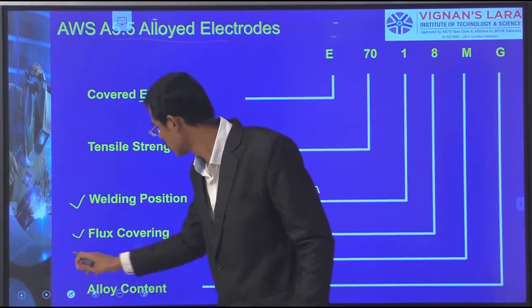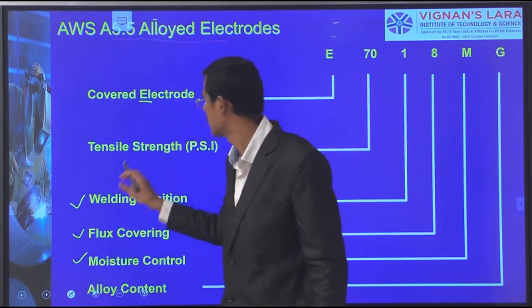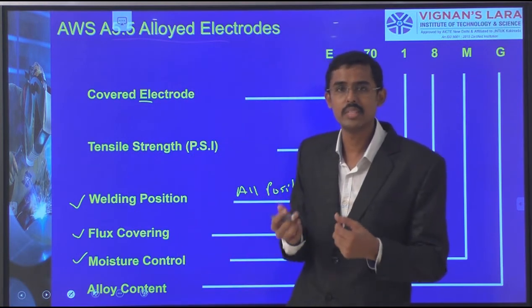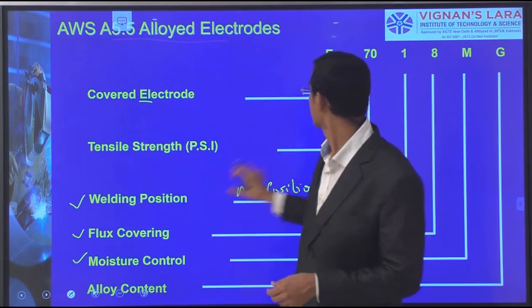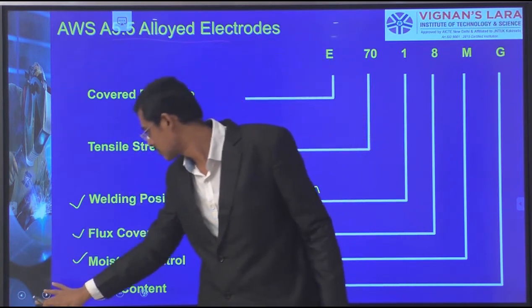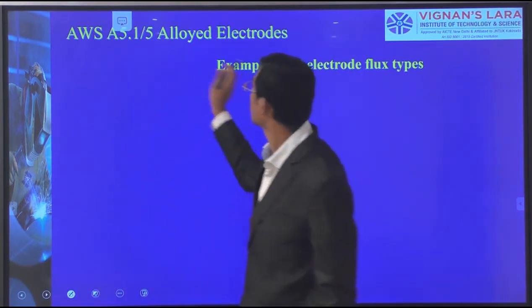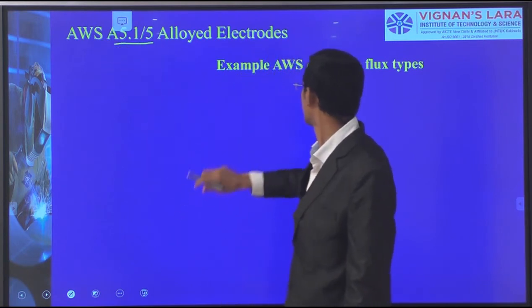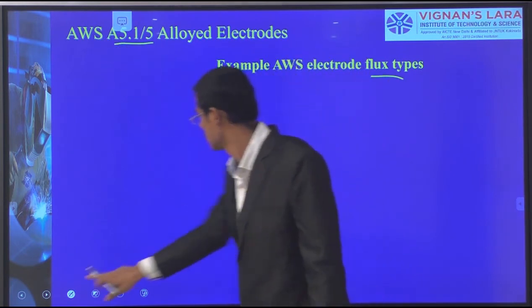So we have to look over all these things: alloying systems, moisture, welding, tensile strength. Finally, after welding, it should withstand the strength factors. Therefore we have to look over this and purchase from the supplier. Similarly, one more example I have given with respect to AWS A5.1, with 5 examples of electrode flux types.